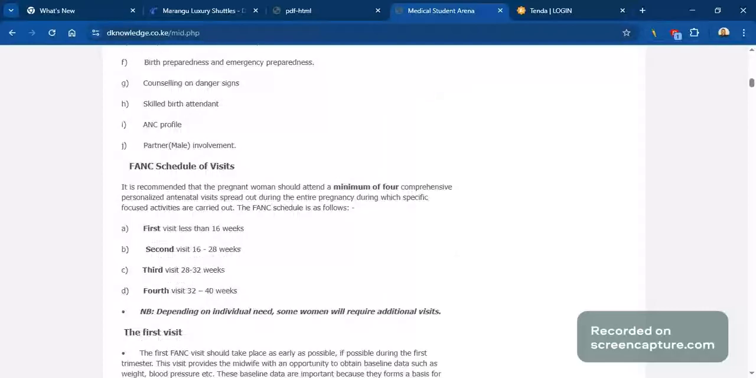World Health Organization might increase them, but the minimum visit is four. So it's recommended that the pregnant woman should attend a minimum of four comprehensive personalized antenatal visits spread out during the entire pregnancy, during which specific focused activities are carried out. First visit should be less than 16 weeks. Second visit should be between 16 to 28 weeks. Third visit from 28 to 32 weeks. And the fourth visit, 32 to 40 weeks.